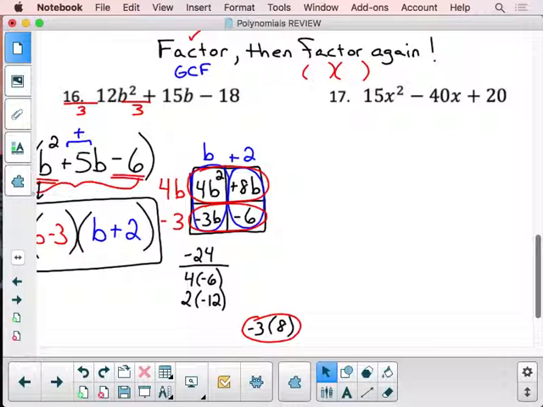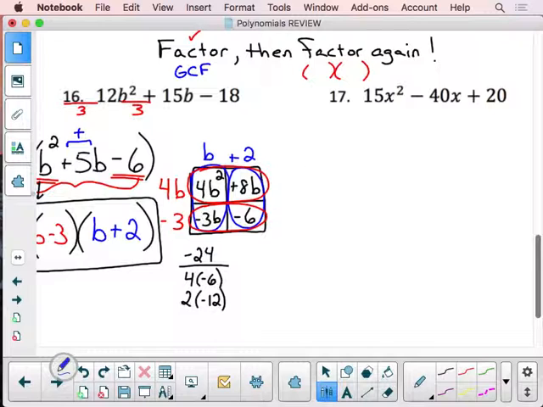GCF, I can move that over here. All right, let's go ahead and tackle number 17. 15x squared minus 40x plus 20. What do they all have in common? What can I take out of here that they all have in common? Looks to me like they're all divisible by 5. So I'm going to divide a 5 out of all three of these.